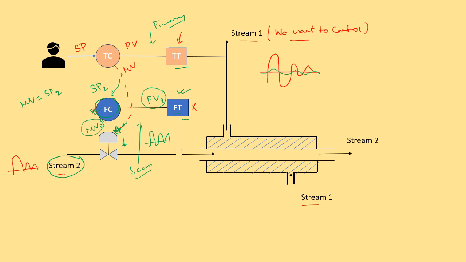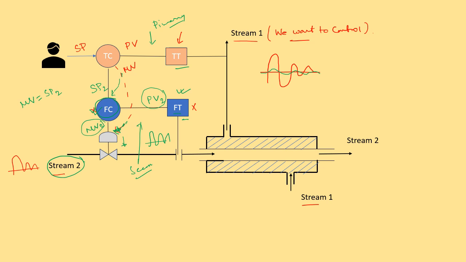Now the secondary loop should be faster compared to the primary loop. Otherwise, you will not be able to detect any changes, right? So this flow, as you know, the response of the flow is much faster compared to the temperature, right? A temperature increase or decrease takes time to happen. Compared to that, the flow changes happen much more quickly, right?